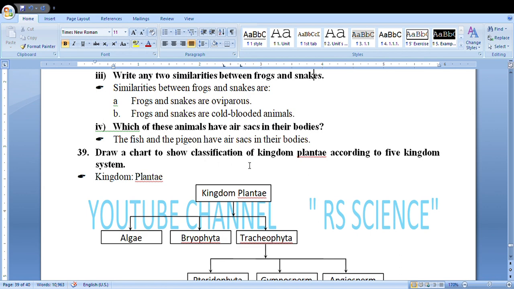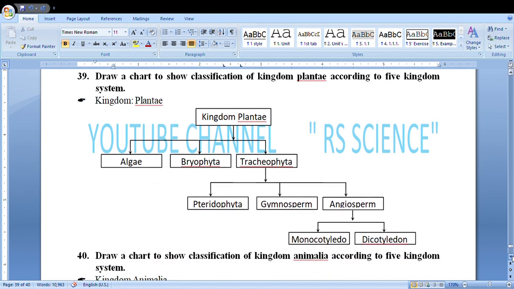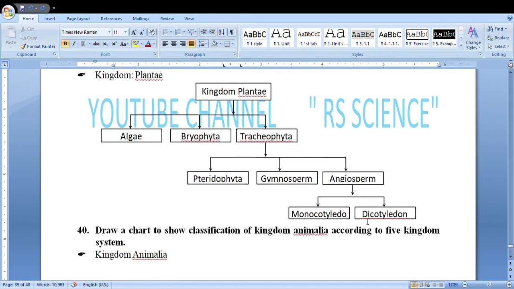Draw a chart to show classification of kingdom Plantae according to the 5 kingdom system. So this is the summary of the classification of plants. Kingdom Plantae is divided into 3 divisions: algae, bryophyta, tracheophyta. Under division tracheophyta there are 3 subdivisions: pteridophyta, gymnosperm and angiosperm. Under angiosperm there are 2 classes: monocotyledon and dicotyledon.